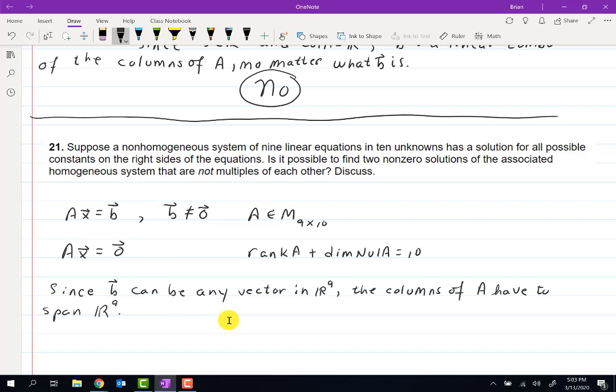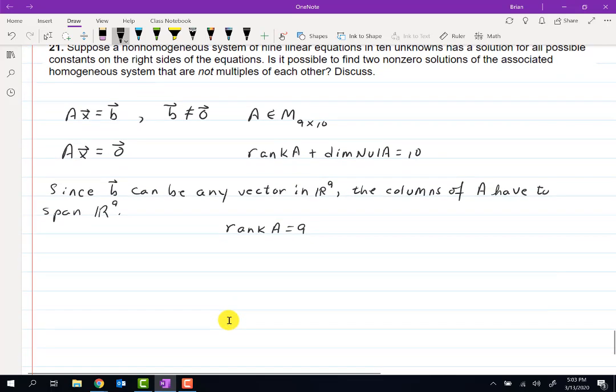The columns of A have to span R9. In other words, we are told that the dimension of the column space must equal 9. But then that implies that the dimension of the null space is going to equal 10 minus 9, which equals 1. That means that null A is spanned by exactly one vector. I'll call it n just for convenience.